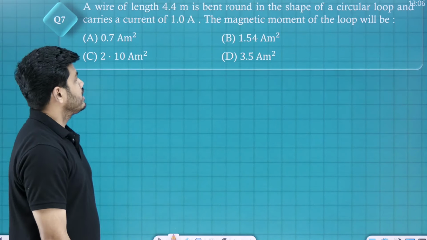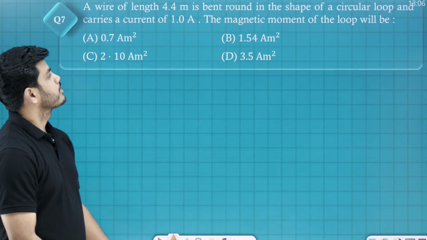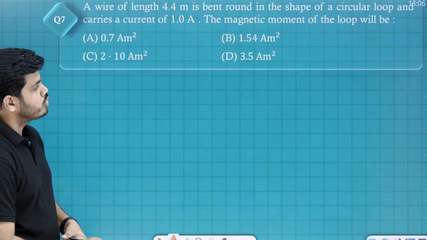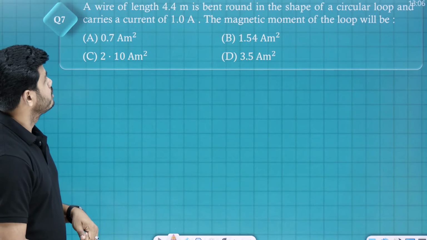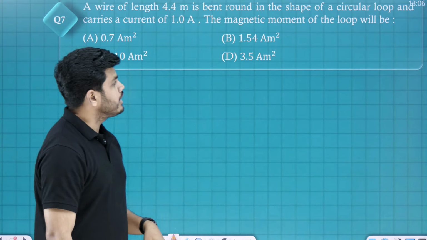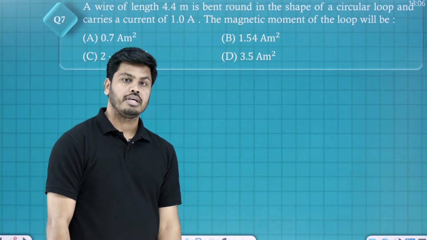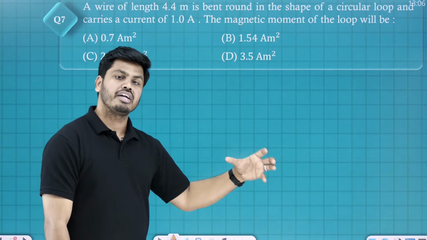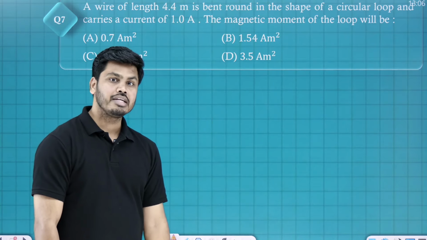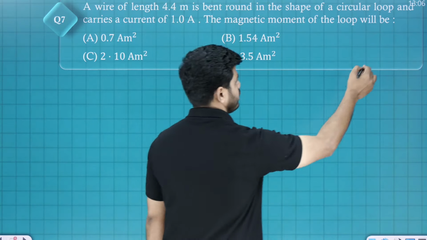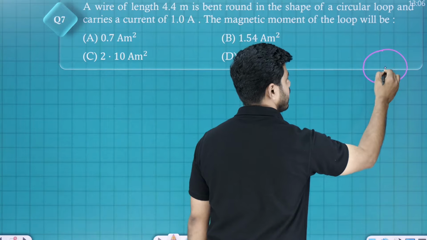A wire of length 4.4 meters is bent round in the shape of a circular loop and carries a current of 1 ampere. The magnetic moment of the loop will be, yes, a question from current carrying loop act as a magnetic dipole, right? We know any current carrying loop can be considered as a magnetic dipole.